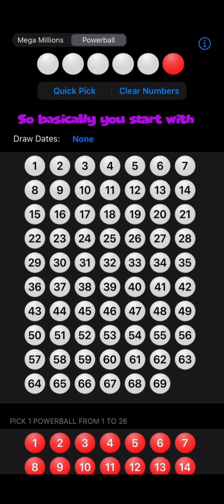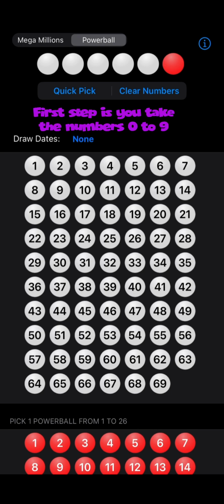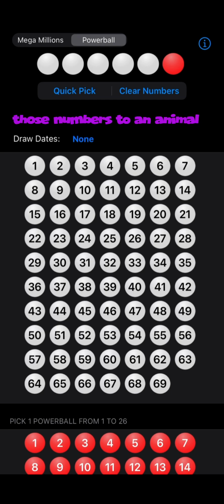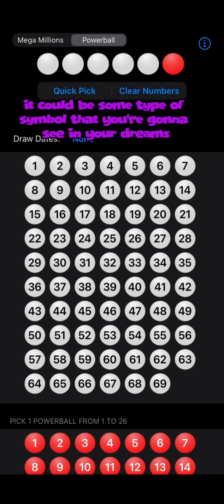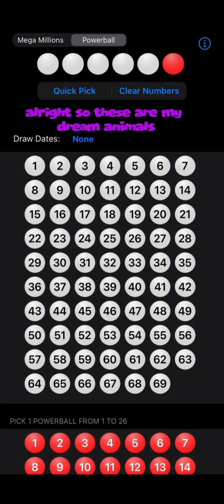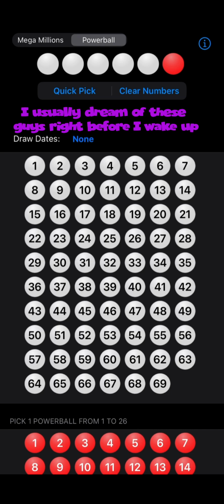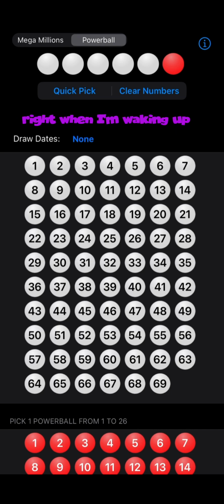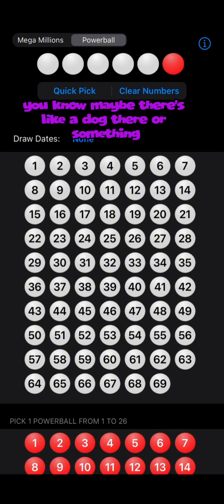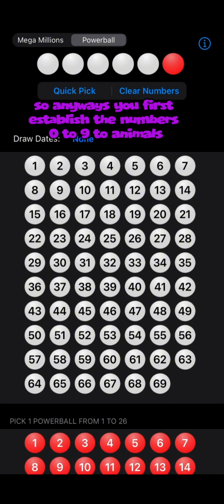So basically, the first step is you take the numbers 0 to 9, and you have to establish a system of associating those numbers to an animal. It could be some type of symbol that you're gonna see in your dream. These are my dream animals. I usually dream of these right before I wake up, right when my consciousness is coming through, and maybe there's a dog there, something like that. So first, you establish the numbers 0 to 9 to animals.